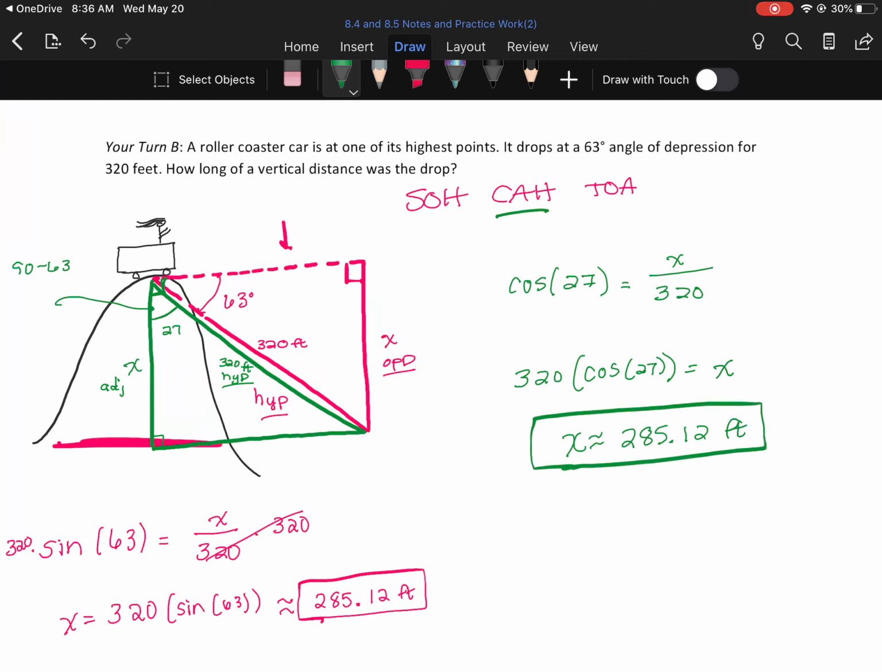So you get the same answer. There are just two small differences. One, you have to be very careful as to which angle you are using. I can't tell you how many times people draw this green triangle, but then they end up using 63 instead of 27, because they think depression is that angle going down. But you need to remember it's going down from the horizontal line down. Okay? So that's one thing to be cautious of.